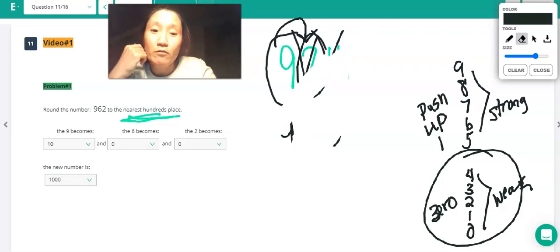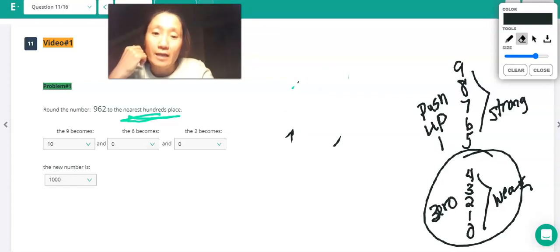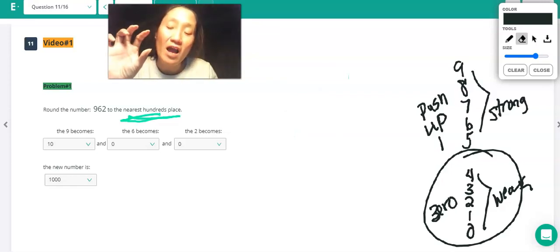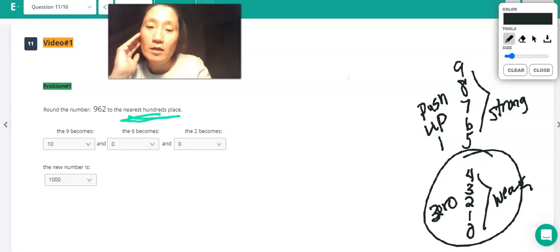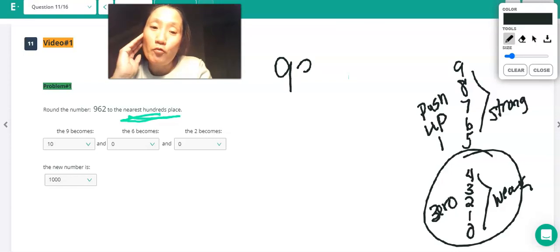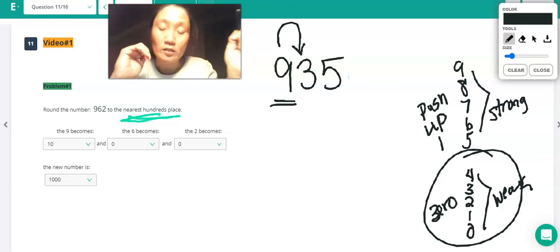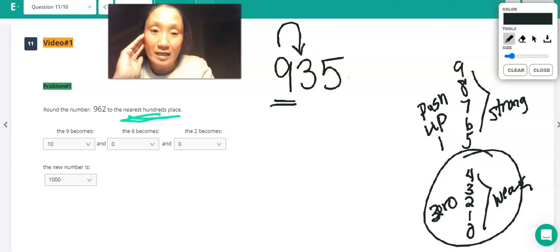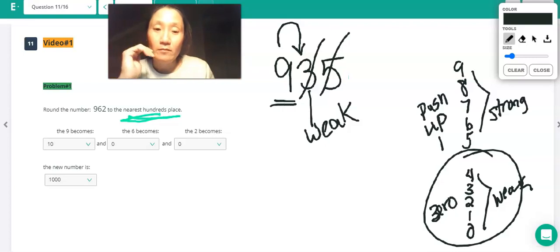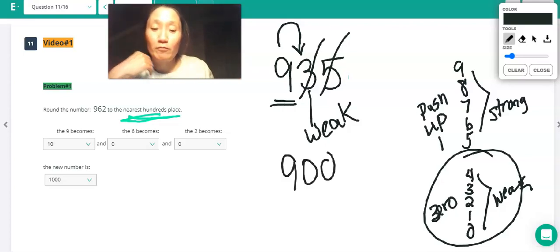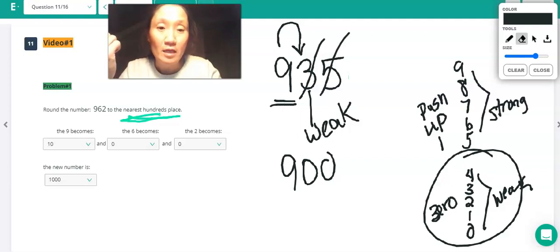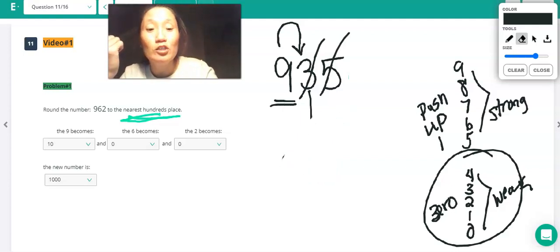Okay, so let's look at another number really quickly here. I'm spending a lot of time on the 9s because that's where people seem to get really hung up. So we're going to look at 935. And again, we're going to look at rounding to the hundreds place. So we're going to look at 9 because it's in the hundreds place. We're going to look at the neighbor to the right. And 3 is weak. So this number is weak. So it can't help. It's going to leave. And 9 is just left standing there with nothing. 900.